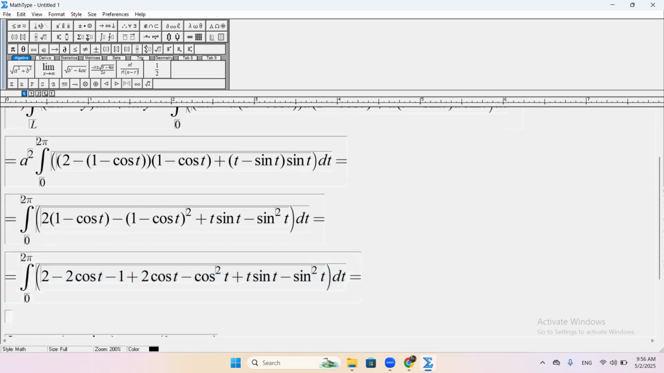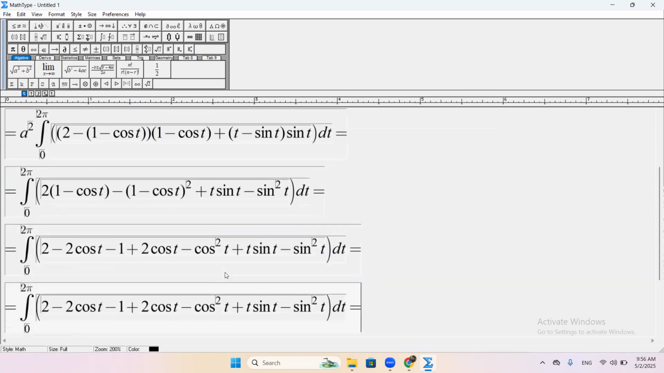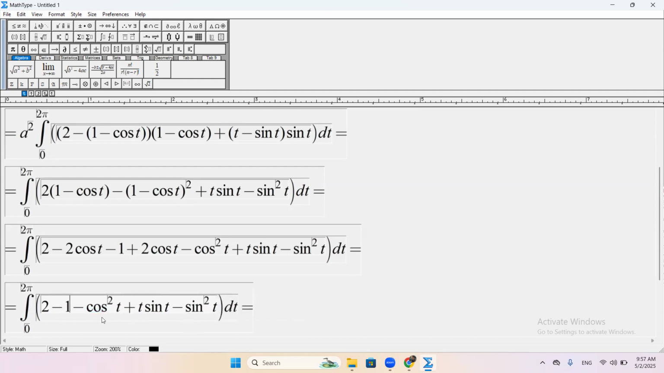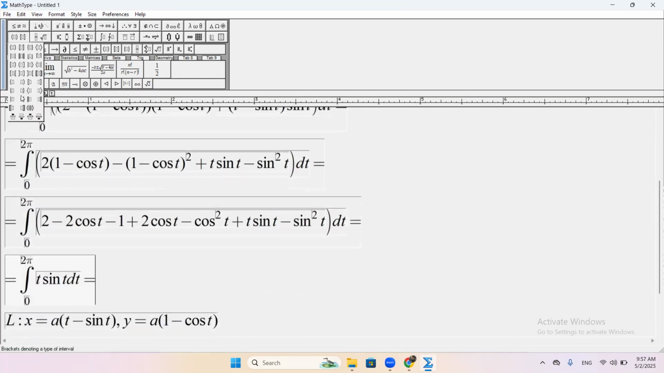And now we will eliminate a lot of components here. So 2 cosine of t minus 2 cosine of t, so done with it. Then what about cosine minus cosine square minus sine square? So it will be minus 1, and so 2 minus 1 minus 1. So what we will receive under the integral will be just t by sine of t. So this function. And this integral will be calculated by parts.